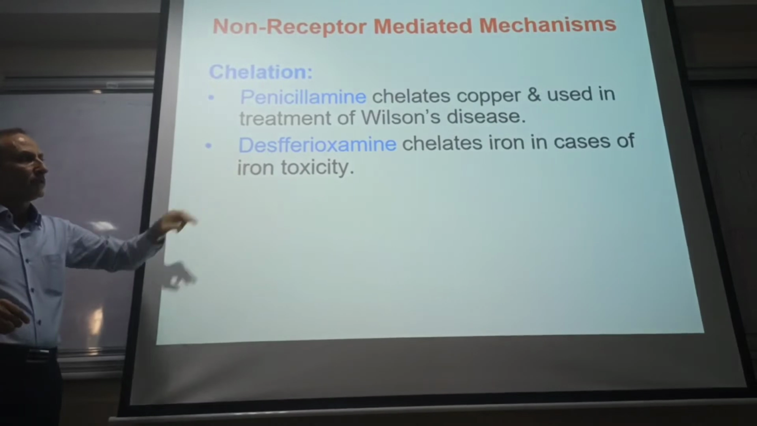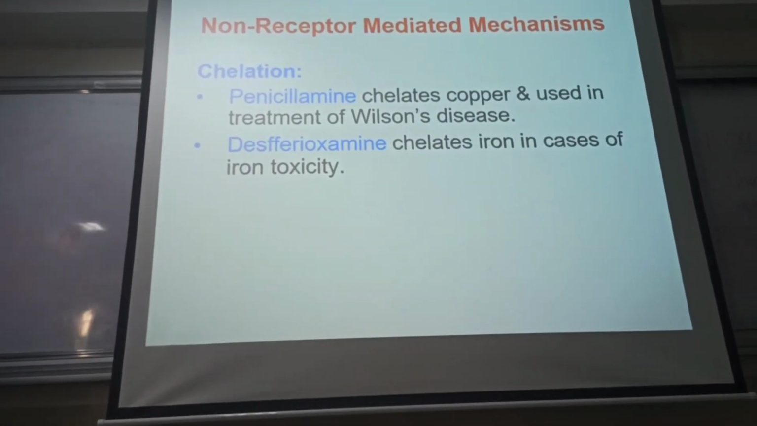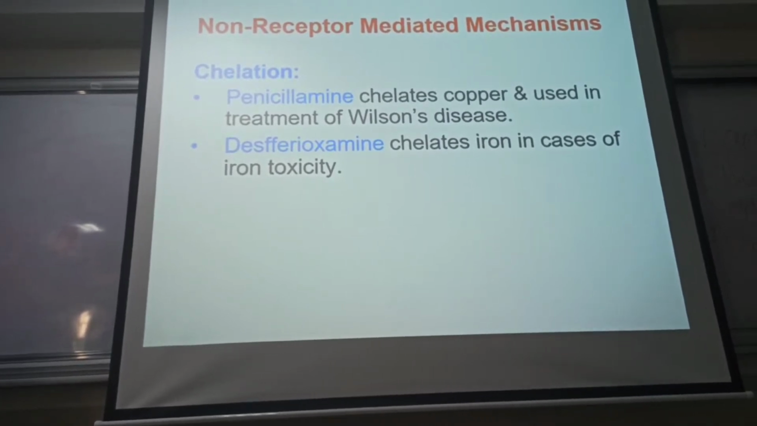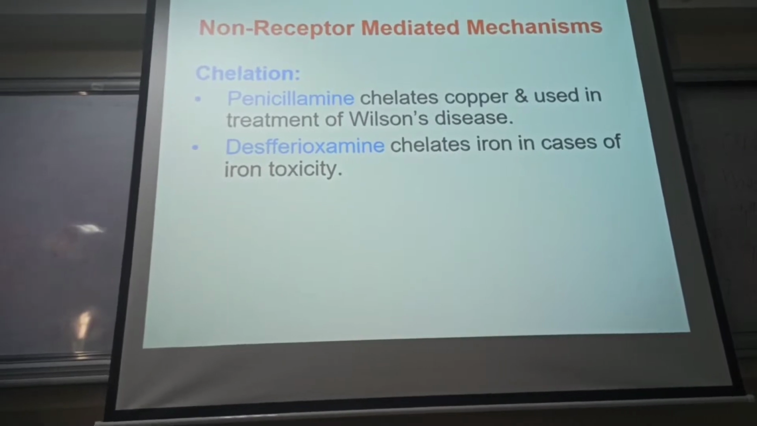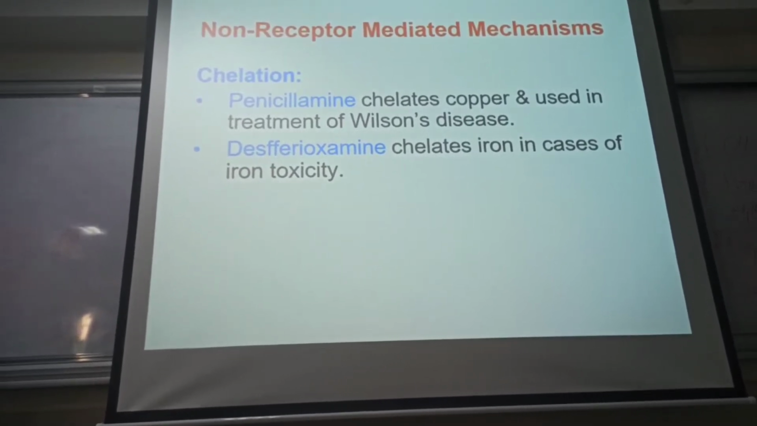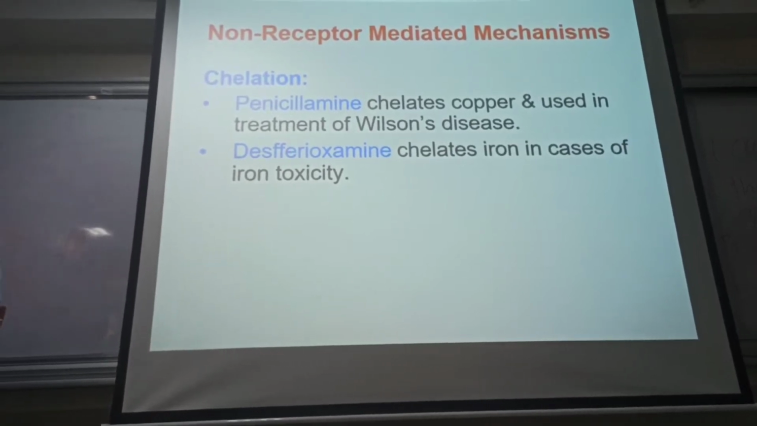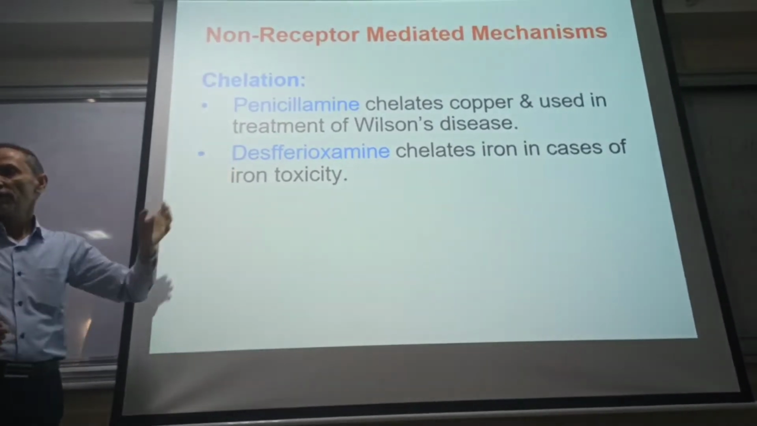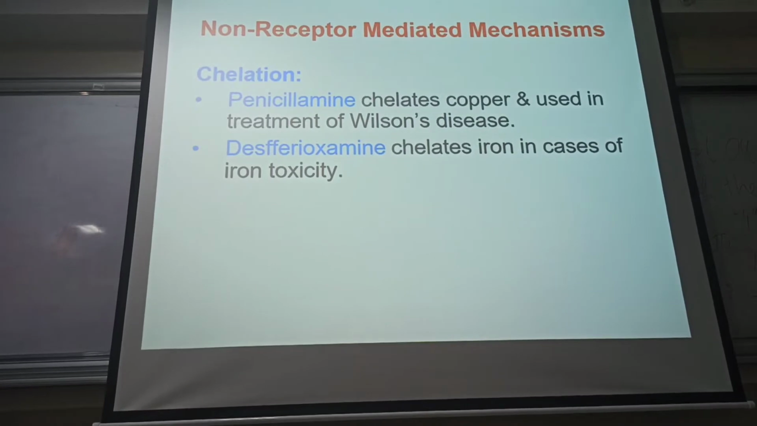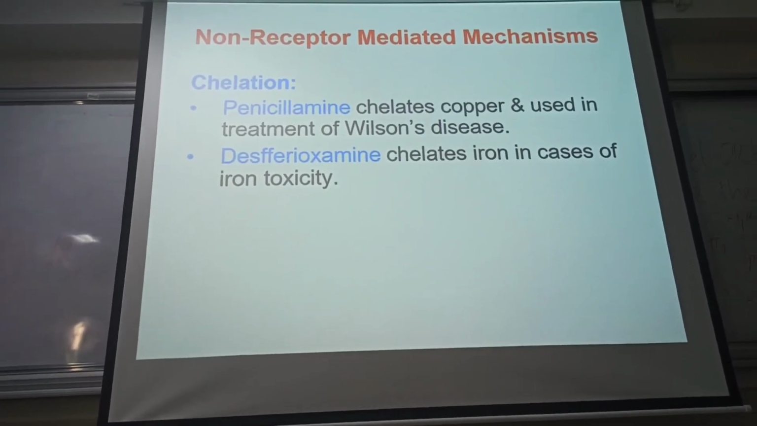This drug is also used in cases of iron overload. In thalassemic patients, we have several blood transfusions. And since we have no elimination for iron, we have iron overload. In such cases, we use this drug to chelate iron and prevent iron toxicity.